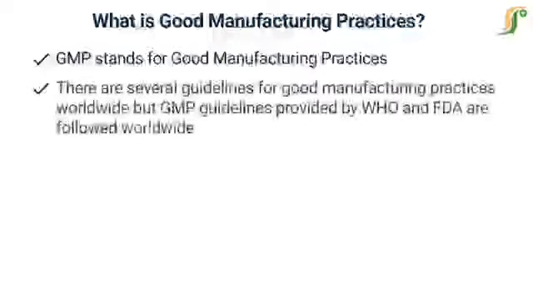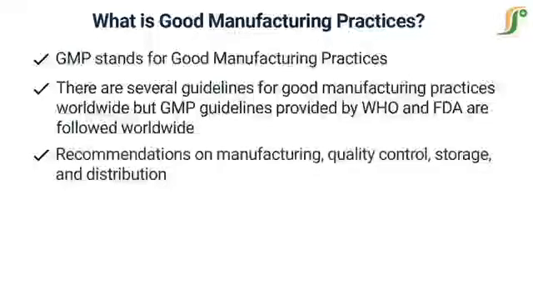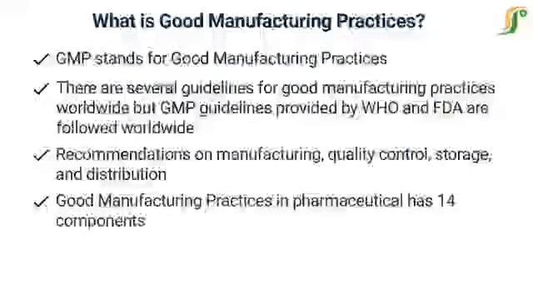There are several guidelines for good manufacturing practices worldwide, but GMP guidelines provided by WHO and FDA are followed throughout the world. These guidelines have recommendations for almost all departments of pharmaceutical firms like manufacturing, quality control, storage, and distribution. Good manufacturing practices in pharmaceutical has the following 14 components. The first component is Quality Management System.